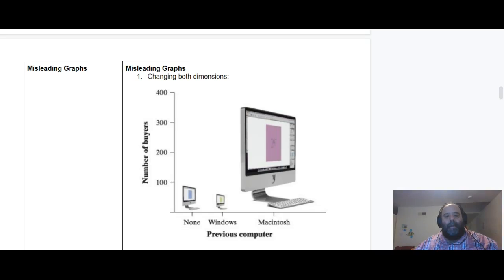So, the Macintosh is sitting there at probably about 350. The none column is sitting at 100. So that should be approximately 3.5 times the size. But if you change both dimensions by 3.5 and 3.5, that thing is almost 10 or more times the size of the none computer in area. So that's a misleading graph.